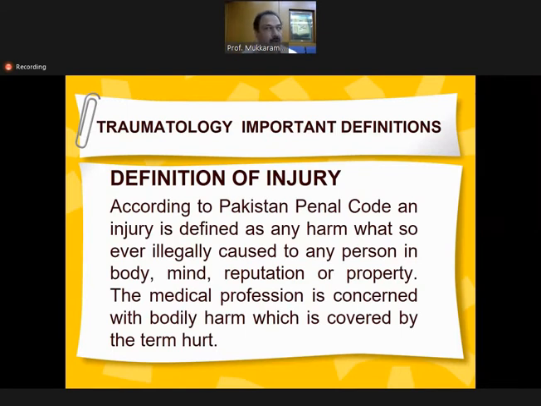Injury, as I said, according to the Pakistan Penal Code, is defined as any harm whatsoever illegally caused to a person in body, mind, or reputation. The medical profession is concerned with only the mechanical injury, the injury produced by mechanical means. We just observe it and put it on a piece of paper, and those observations later on will be placed in a medical legal report.